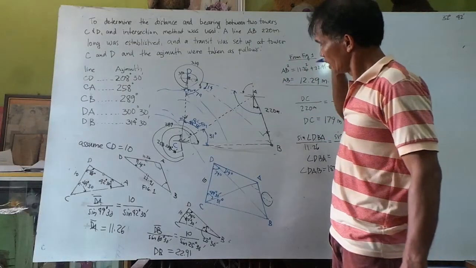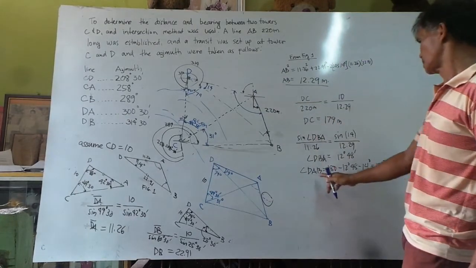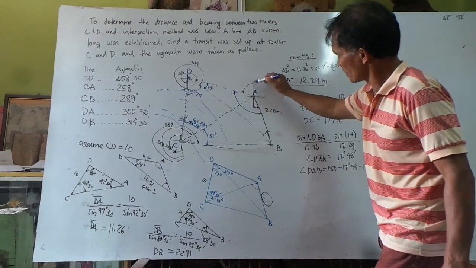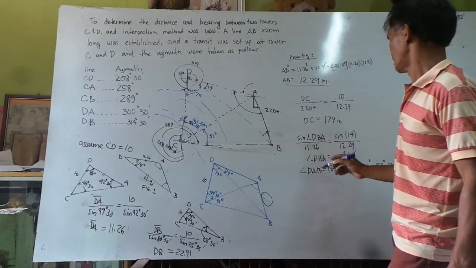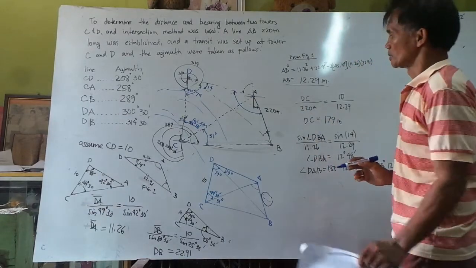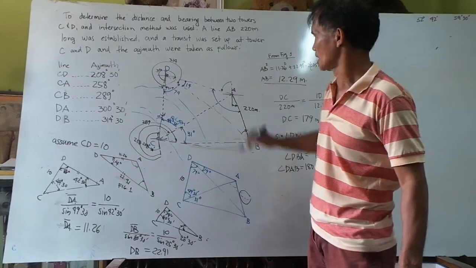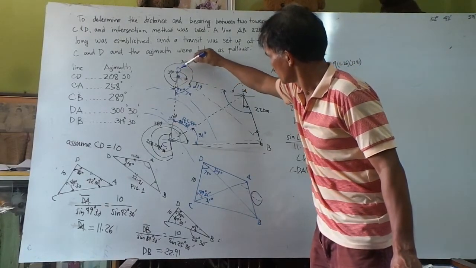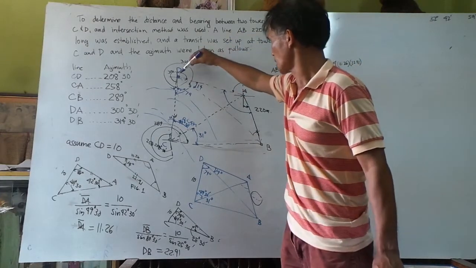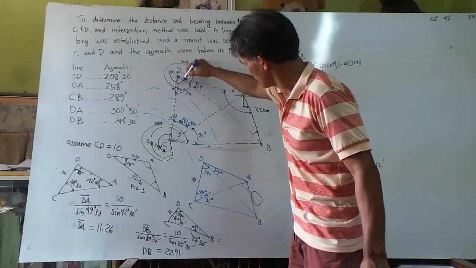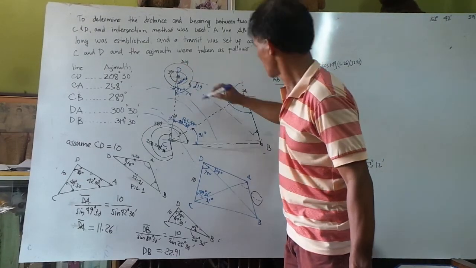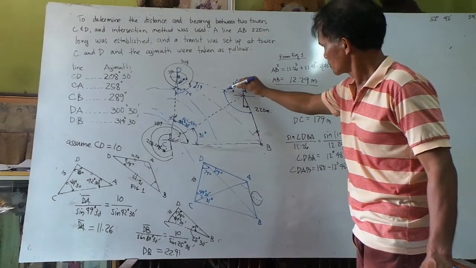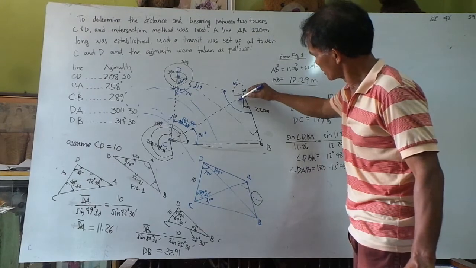Okay, so to determine the bearing, we solve this angle here, no? So DAB is 153. If we add this angle to the back bearing of line DA, then minus 180, we can solve the bearing AB. So we must know first the back bearing of the line DA. The azimuth of this DA is 300, so its bearing is 60. So the back bearing here is also 60. If we add this one, then minus 180, that's the bearing.